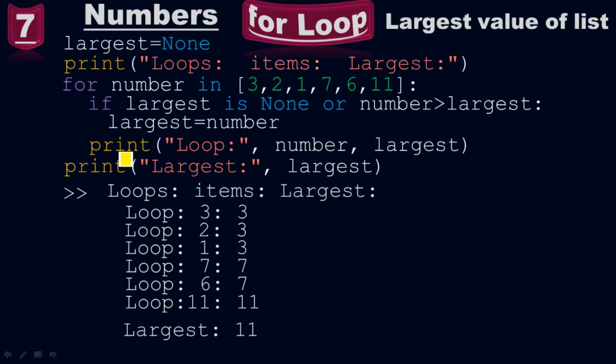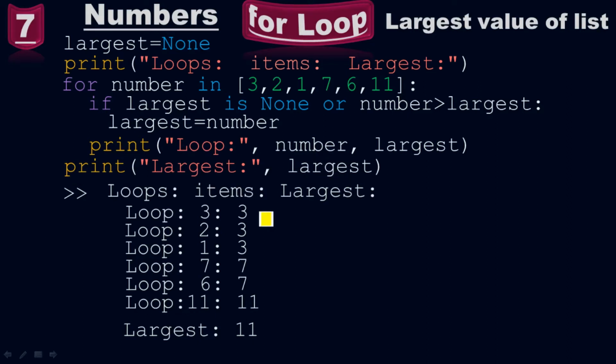Now, when you look at the print function here, we have print of "loops:" inside the double quotes, comma number, comma largest. This part is because of this print function. "Loop:" is here, the numbers are these, and the largest values are these. Similarly, this print function is for the largest value. The outermost print function, the outer print function, is for the largest value.